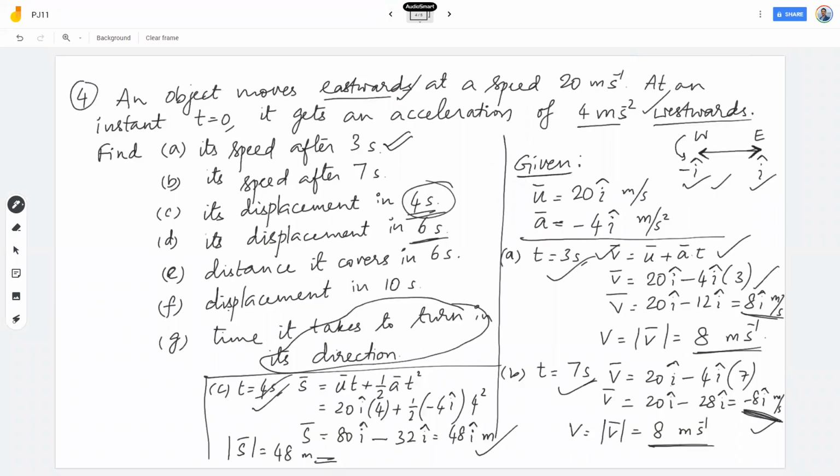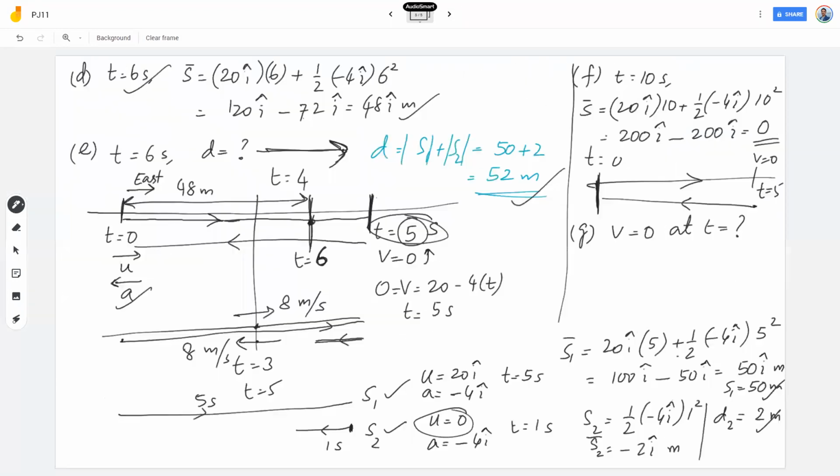That is how you interpret that question. That is not directly asked. It's an interpretation that we are doing. Time it takes to turn in its direction. For a particle to turn in its direction, it has to come to an instantaneous rest. It has to come to a momentary rest, which means v is equal to 0 at that instant.